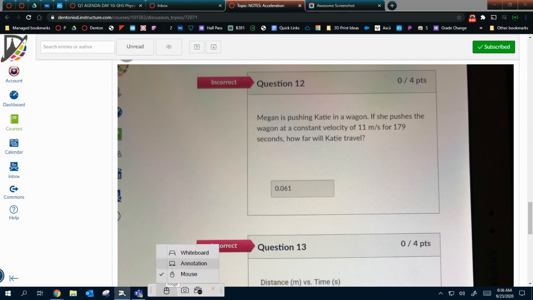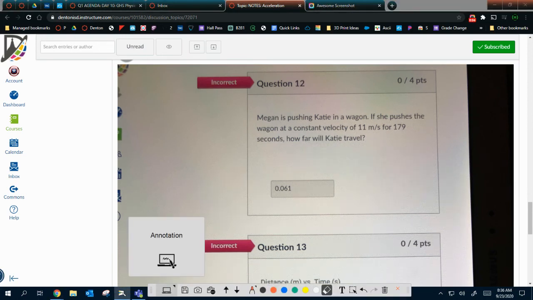So for this question here, it says Megan is pushing Katie in a wagon. If she pushes the wagon at a constant velocity of 11 meters per second for 179 seconds, how far will Katie travel? So it gives us a few numbers here. So we have 11 meters per second.